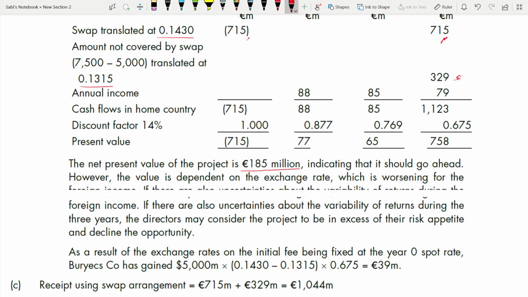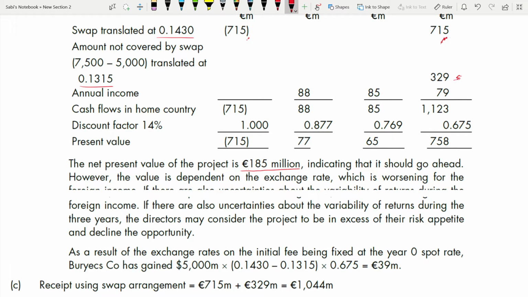If it's dollar, convert it into euros. If net present value is positive, it indicates that it should go ahead. However, you always need to point out other situations why it should not go. Just because net present value is positive does not mean that you should go ahead with the project. There are so many other qualitative, non-financial factors which you need to talk about. These are those non-financial factors.